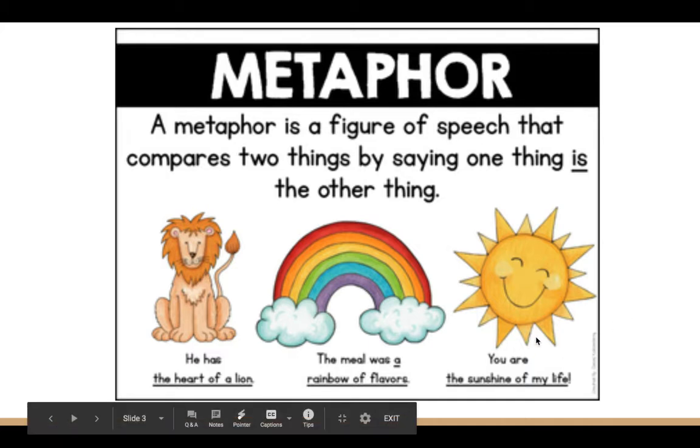You are the sunshine of my life. So that's not saying you are like the sunshine of my life. So it's a metaphor, not a simile.